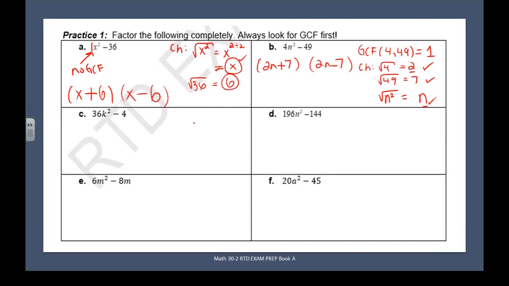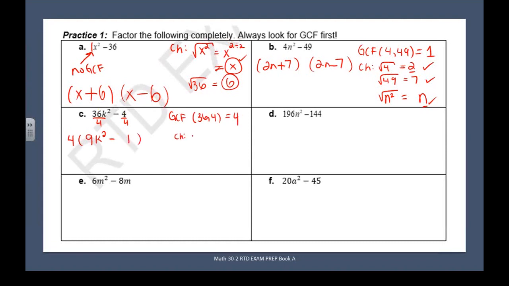Okay? I'm going to do one more with you, and then I'll get you to try some. So always start with GCF first. The GCF of 36 and 4 is 4. So I need to start there first. So let's take a 4 out, which just means I divide each by 4. So 36 divided by 4 is 9k squared, minus 4 divided by 4 is 1.